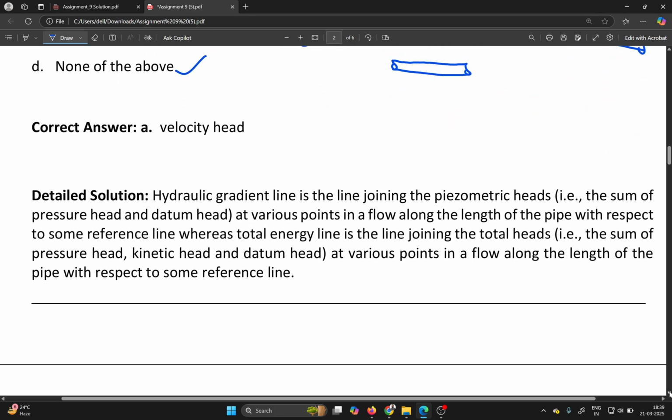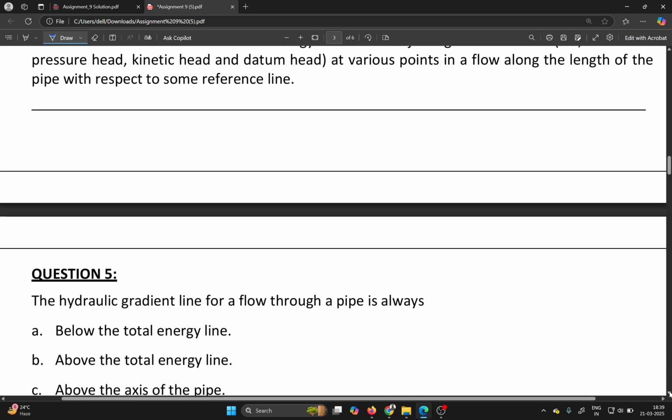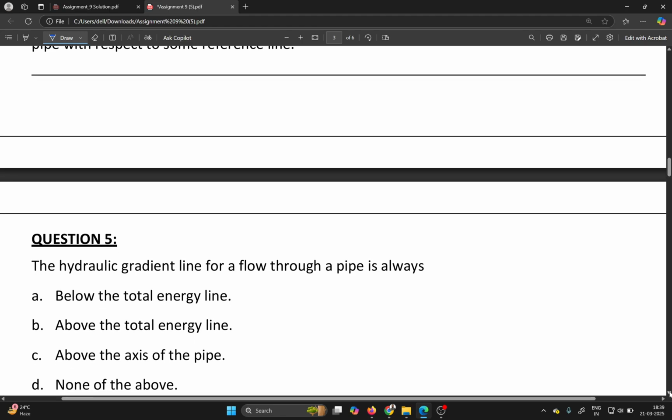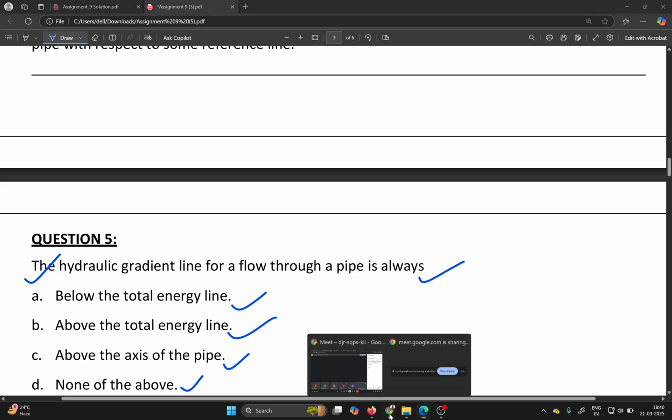Next question is question number 5. The hydraulic gradient line for a flow through a pipe is always below the total energy line, above the total energy line, above the axis of pipe, none of the above. Please, if you just focus on the discussion of the previous question, you can very easily write the answer to this question.